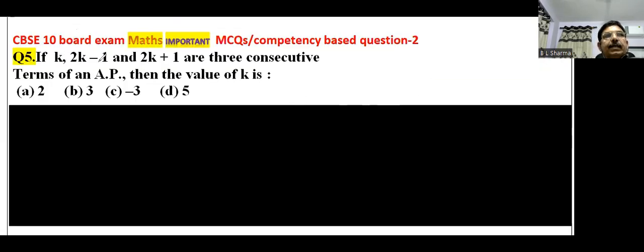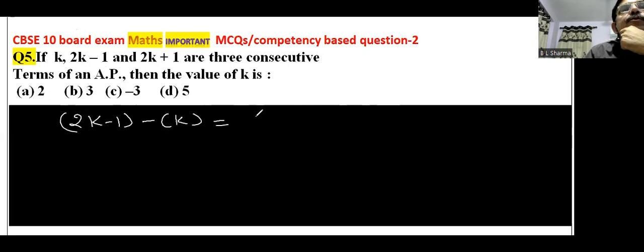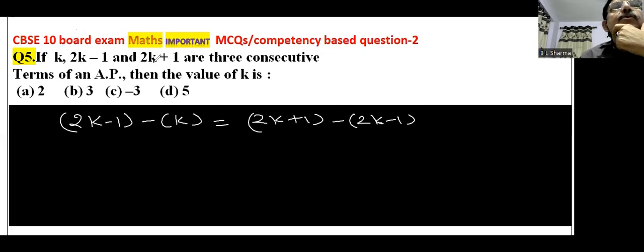If k, 2k minus 1 and 2k plus 1 are three consecutive terms of an AP, एक continuous जो three terms है वो AP की है, then find the value of k. देखिए क्या है कि it means the common difference should be same. So common difference, second term minus first term should be equal to third term minus second term. देखिए ये फर्स्ट टर्म है, ये सेकेंड टर्म लीजिए और इसका थर्ड कंसेक्यूटिव टर्म तो लिया हमने. सो कॉमन डिफरेंस शुड बी सेम.